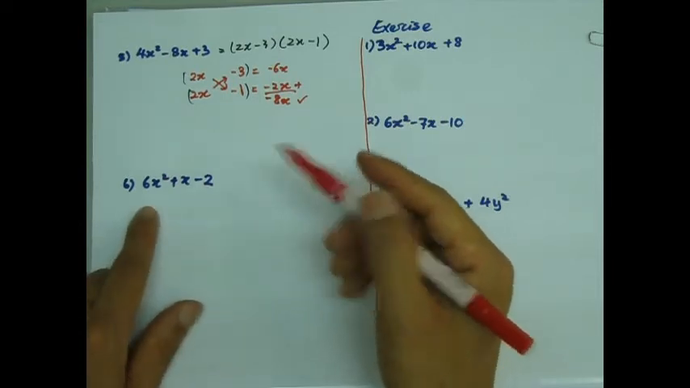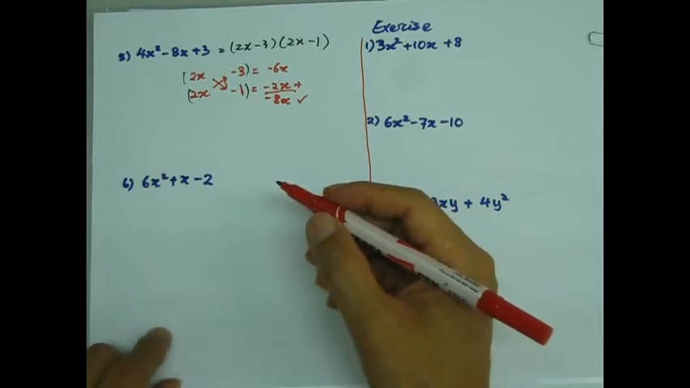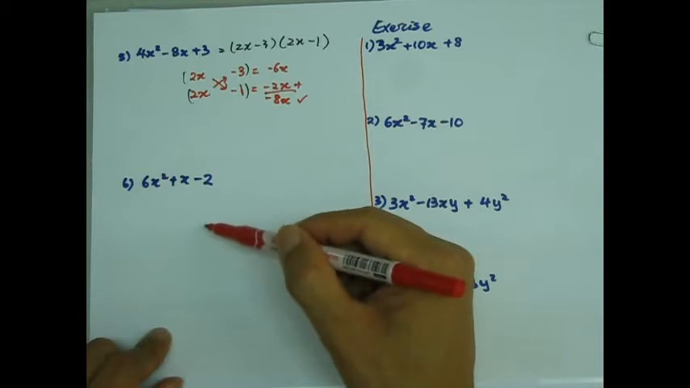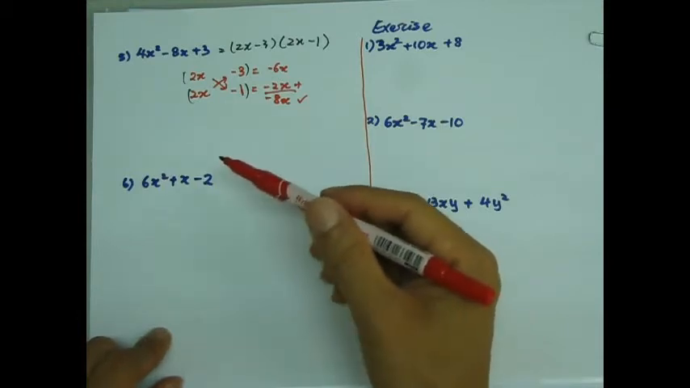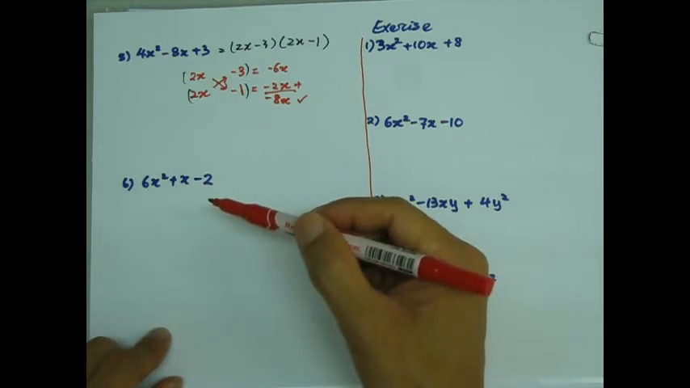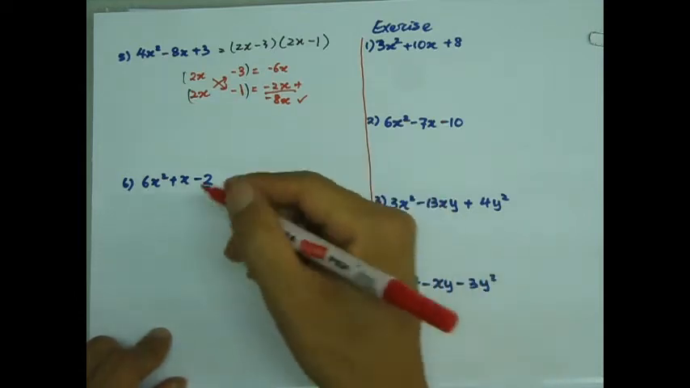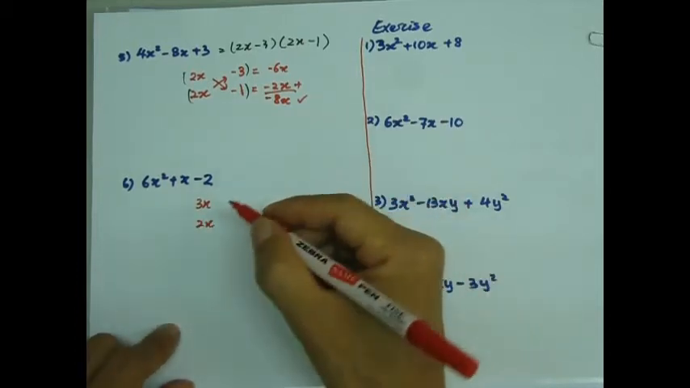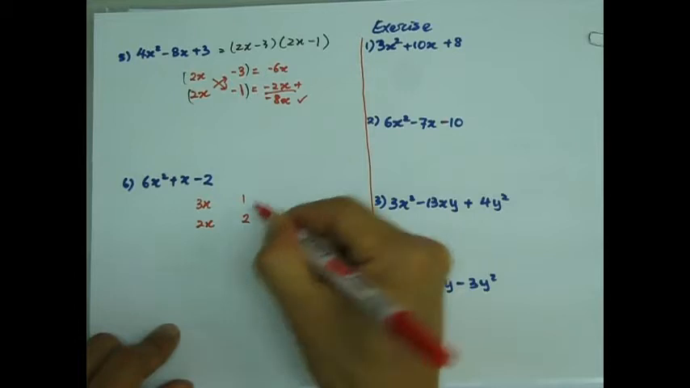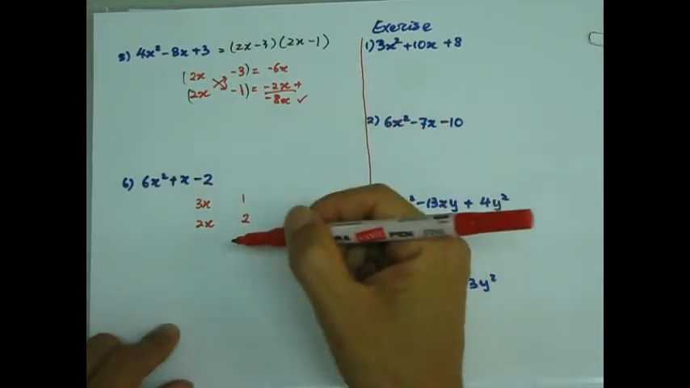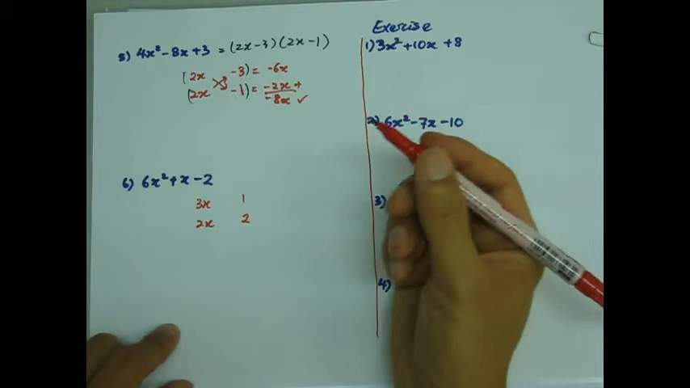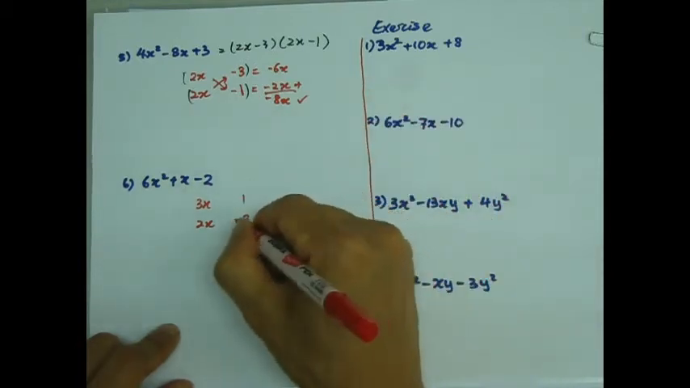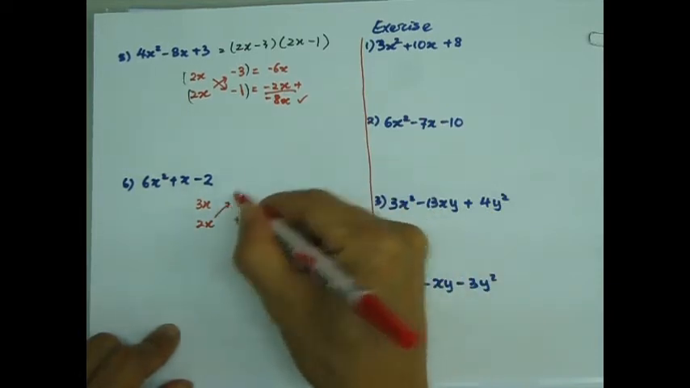Now, next question, 6x squared plus x minus 2. Now, there are many ways that there are two numbers that I can multiply together to get 6x squared. It could be 6x and x, 3x and 2x. For this, I'm going to go for, let's say, 3x and 2x, and then I'm going to have 1 and 2 here. Here's a negative, so one of the sides has to be plus, one of the sides has to be negative to give you negative 2. So, for example, I can put a plus sign here and negative here, and just check whether it will work.